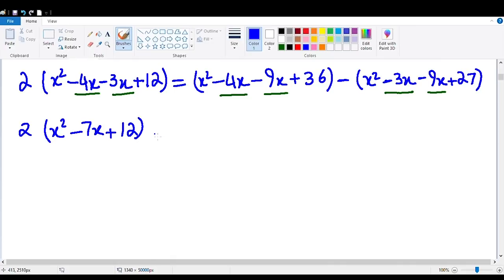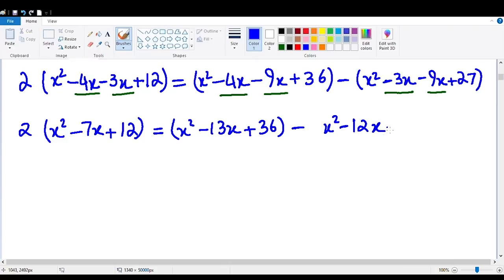Into, so there's a bracket here, equals, there's x squared. Now minus 4 and minus 9 is minus 13, so we'll get minus 13x, and this will be plus 36, still in bracket. Then there's this minus, then we have x squared again. We have minus 3x and minus 9x, so that will be minus 12x plus 27.